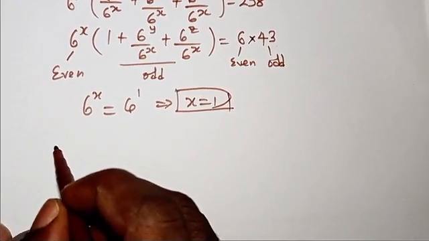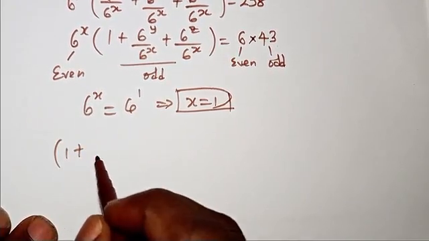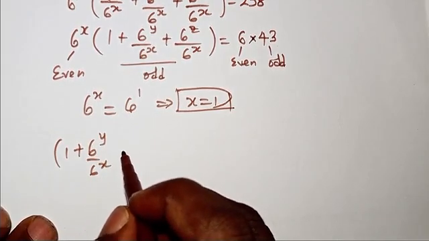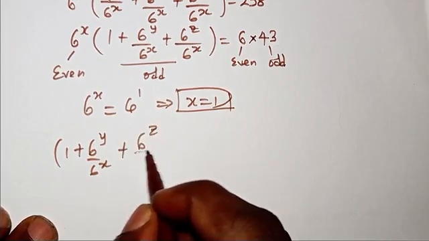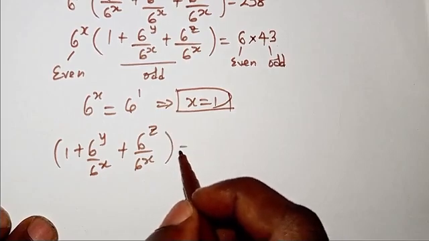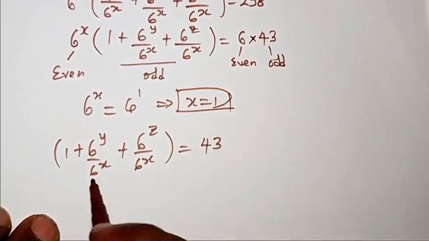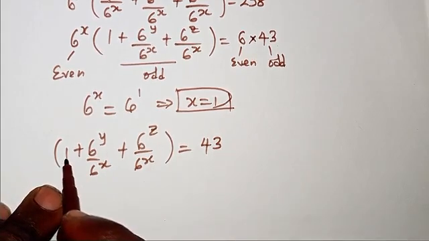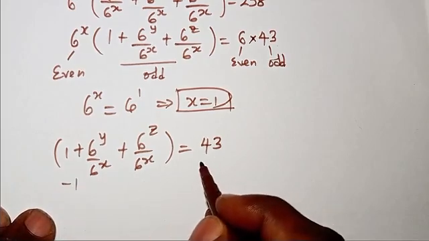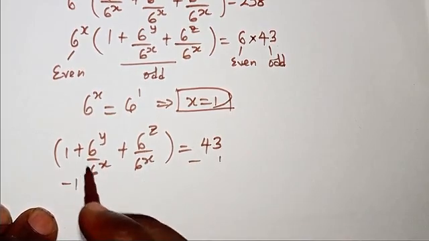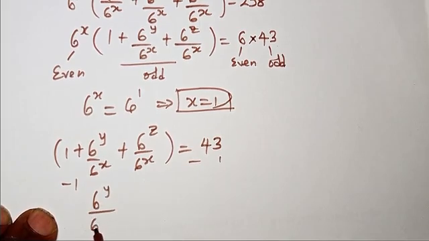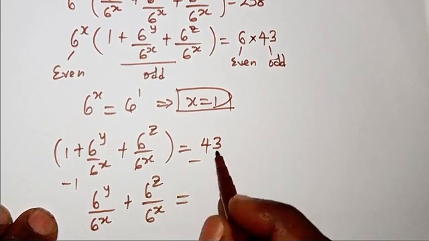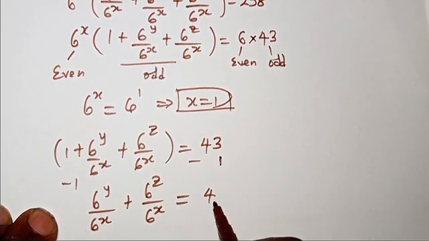We are going to take the second one, which is the odd part, that is 1 plus 6 to power y over 6 to power x plus 6 to power z over 6 to power x equals 43. Now from here we have 1 here, so try to open this when you take the bracket off. This 1 will come here, that is minus 1 on both sides. So this is going to be 6 to power y over 6 to power x plus 6 to power z over 6 to power x, then equals 43 minus 1, that's going to give us 42.